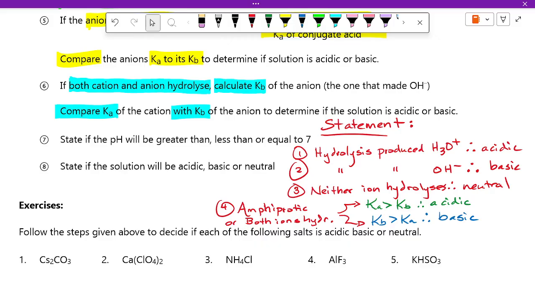See, it makes my brain hurt a little bit because if your amphiprotic one is acidic and your cation hydrolysis, then it's going to be acidic for sure. But if it's basic, you have to compare it twice, and then you're like, what proportion of the amphiprotic one is it, and which one do you start with first? It makes my head hurt.